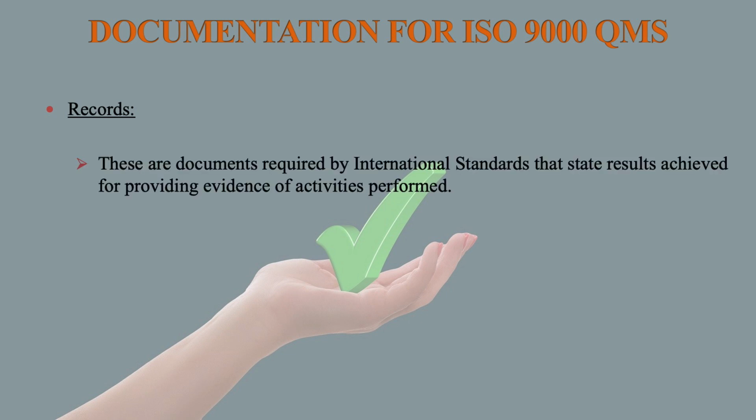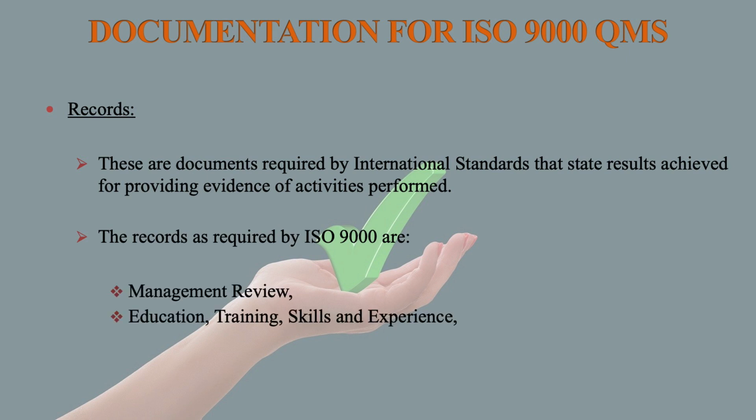In that, it shows that control of documents and control of records, internal audit, control of non-conforming products, corrective and preventive actions will be mentioned in the ISO 9001-2000 system. Then records. Records are documents required by international standards that state results achieved, providing evidence of activities performed. The records required by ISO 9000 are management review, education, training, skill and experience, results of corrective and preventive actions.